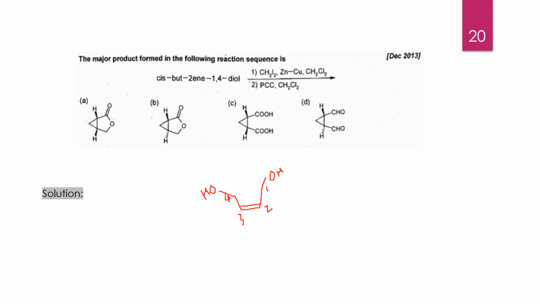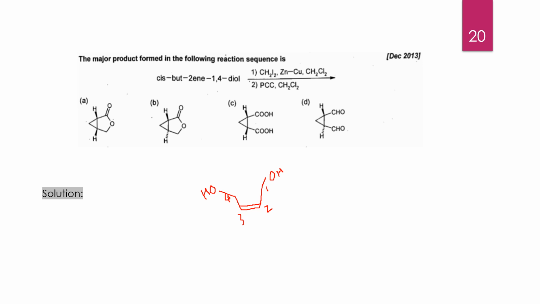So first, what will happen? This is again the Simmons-Smith reagent. So it will add to this double bond. We all know this Simmons-Smith reagent is a singlet carbene. So it will add from the same position, only one position.